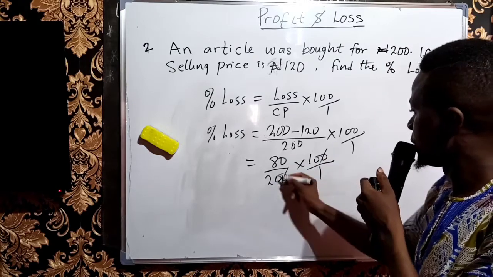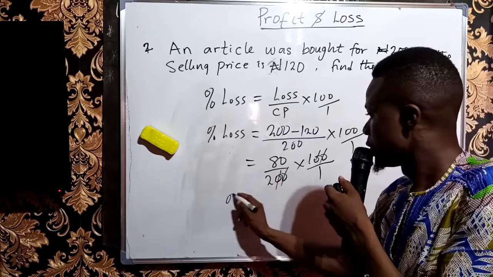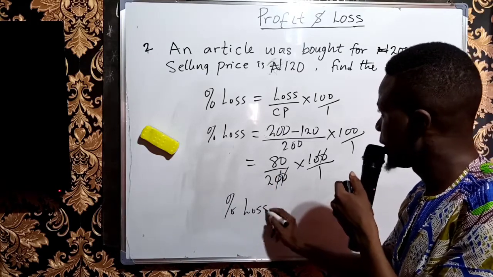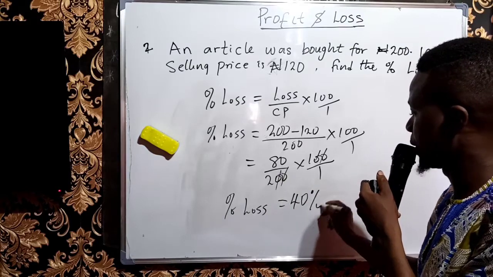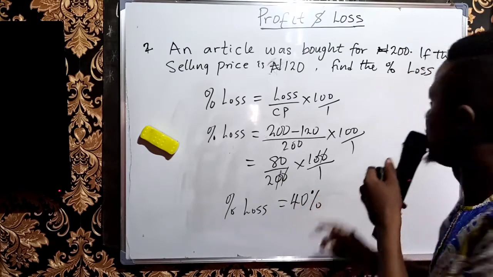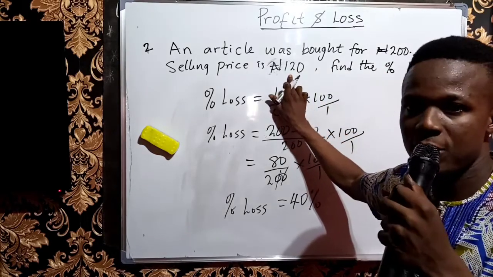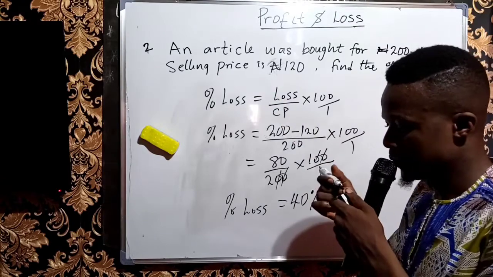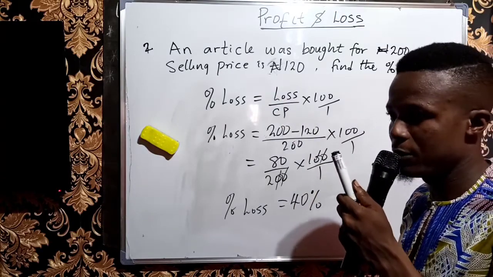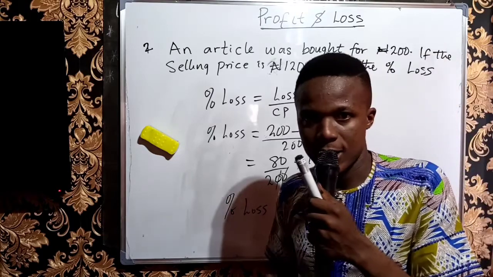0 cancels 0, 0 cancels 0. So we have 80 divided by 2. So when you divide 80 by 2, you find out that our loss percent is 40%. So buying something for 200 naira and selling it for 120 naira, you must have made a loss of 40%. So I'm going to take one more problem here, then we call it a day.